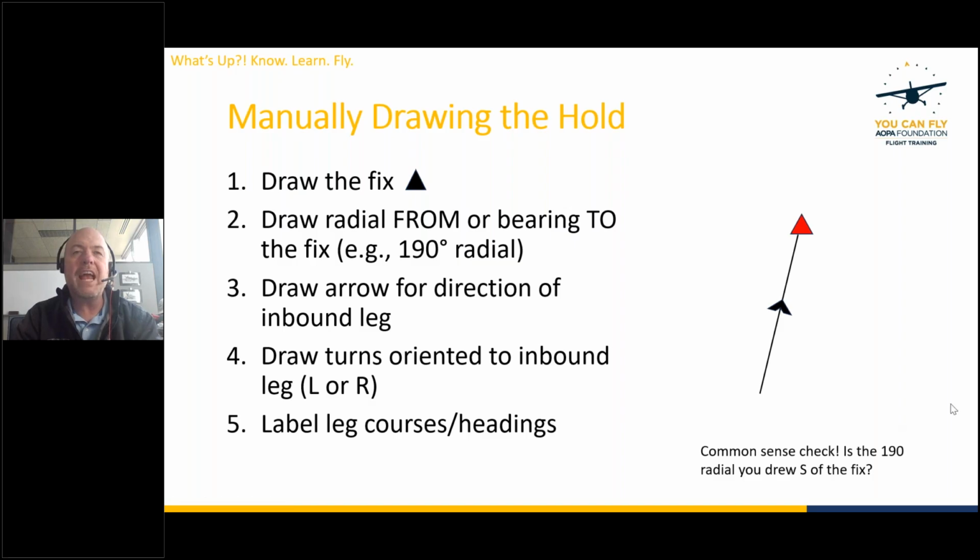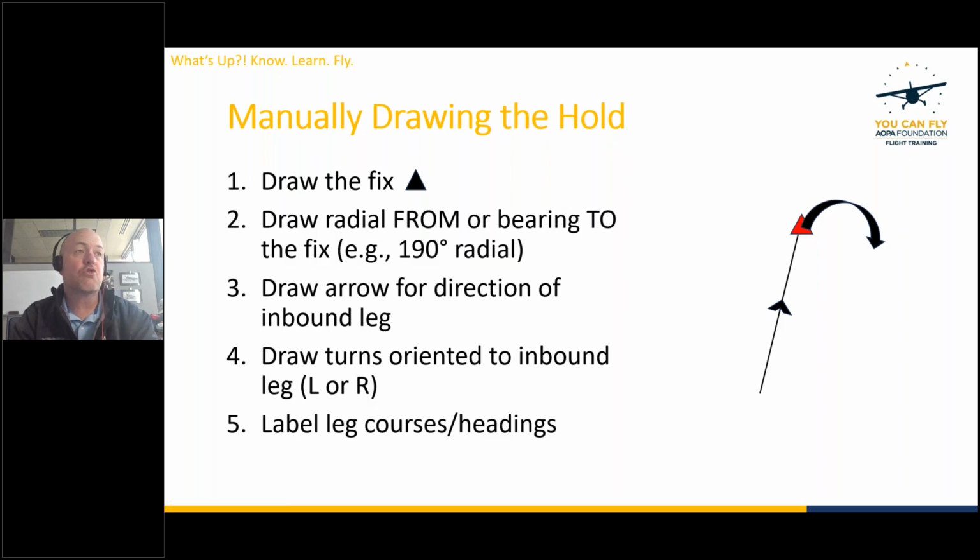Then I draw an arrow for the inbound leg. Really important because this helps you maintain that situational awareness of what is going on. The other thing I do is what I call a common sense check. Is this 190 radial? I think of myself, 180 south, 190 south, and just a little bit to the west. Is this thing south and a little bit to the west of that? It looks good. That way I know that it's where it should be.